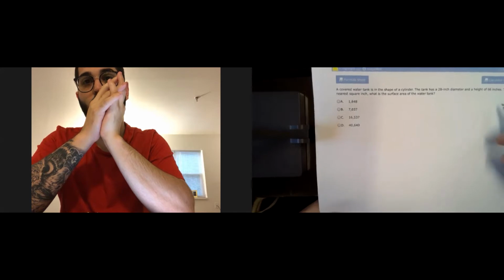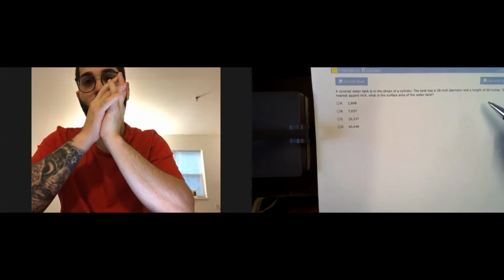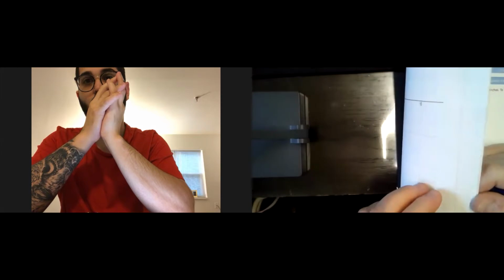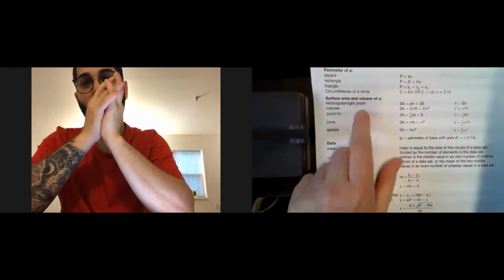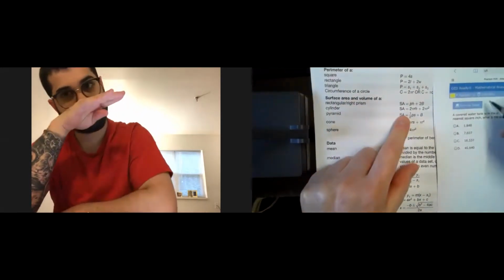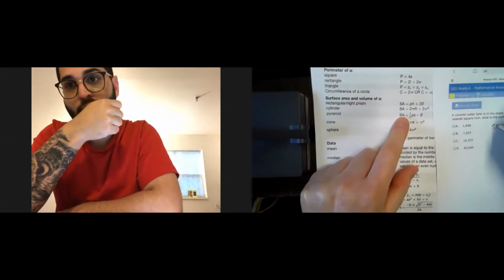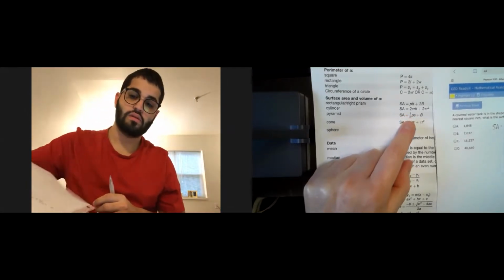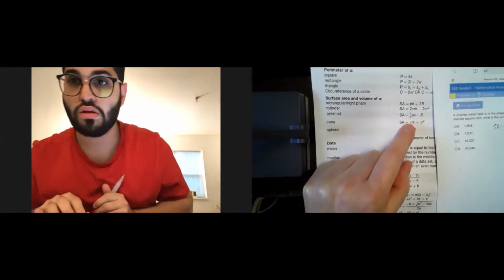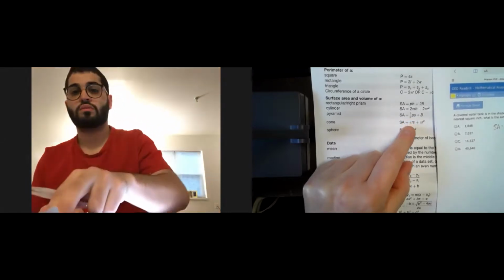All right, a covered water tank is the shape of a cylinder. The tank has a 28-inch diameter and a height of 66. What is the surface area? So we need our formulas. The surface area of a cylinder is surface area equals 2 pi radius height plus, wow, this one's long, 2.